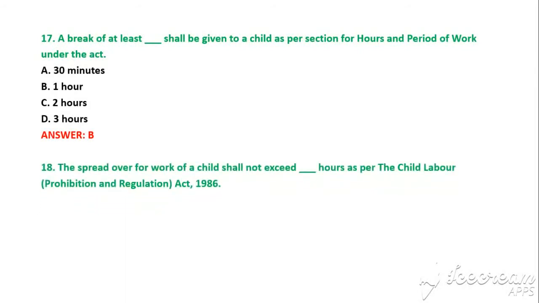Another question is, spread over for work of a child shall not exceed dash hours as per the Child Labour Prohibition and Regulation Act 1986. So here we can give 1 hour for a break after 3 hours, and then you can continue the employment. The options are 5, 6, 7, 9. So already I have said B is the right answer. Totally 6 hours including the break time and waiting time, etc. So the spread over for the work of a child shall not exceed 6 hours as per this Act.